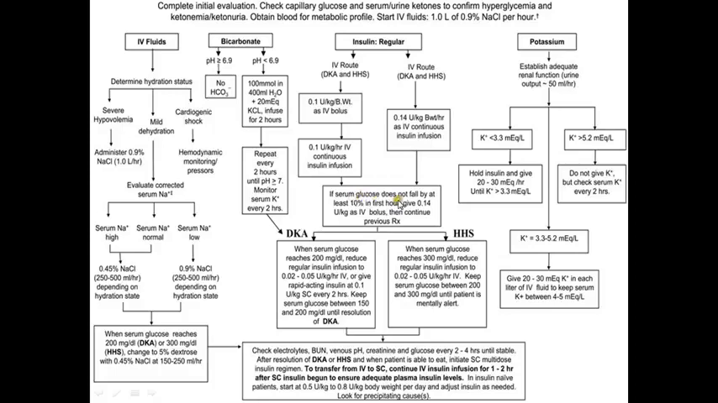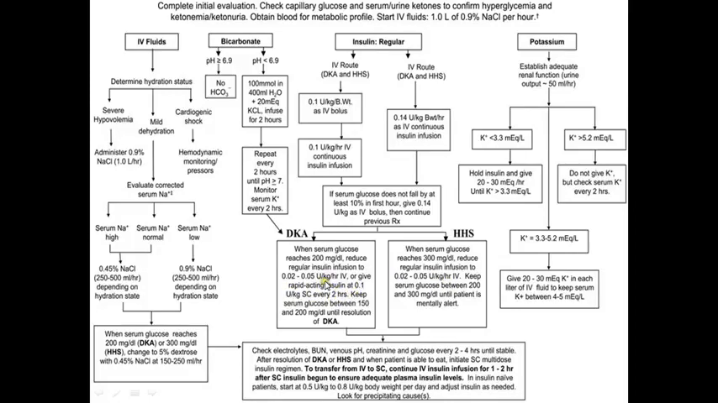If serum glucose does not fall by at least 10% in the first hour, give 0.14 units per kg as IV bolus and then continue the previous treatment. So you can keep on giving them bolus, or you can increase the dose of the infusion you are giving these patients. When in DKA serum glucose reaches 200, and in HHS when it reaches 300, reduce the infusion rate to 0.02 to 0.05 units per kg per hour, or give rapid acting insulin at 0.1 every 2 hours.